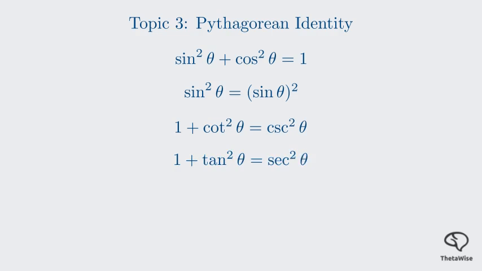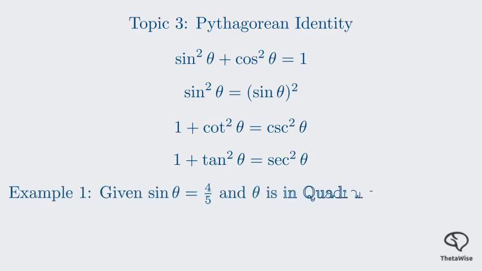Now let's see how powerful these are with an example. Let's say we're told that sine of theta is 4 over 5 and the angle is in quadrant 2. We want to find the value of cosine theta. This problem would be very difficult if we didn't have identities. But with the Pythagorean identity, it's a breeze. Let's use our main identity. We know sin squared plus cos squared equals 1.